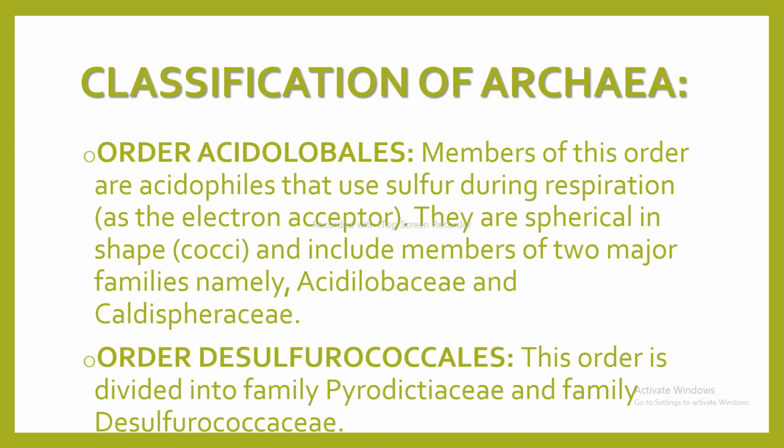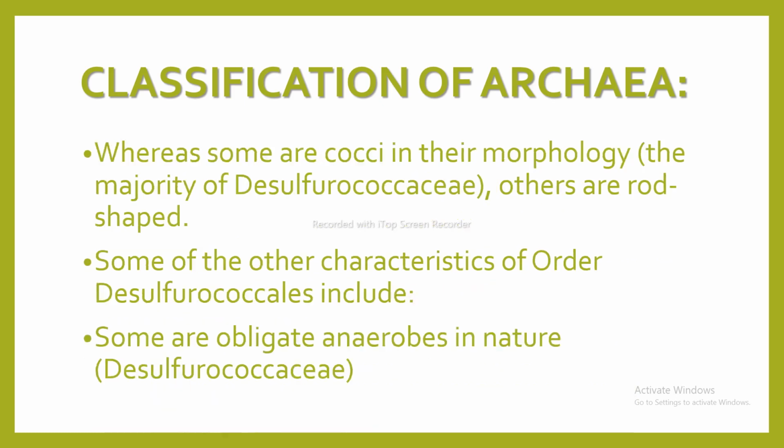They are spherical in shape, coccoid, and include the members of two major families, namely Acidilobaceae and next is the Caldisphaeraceae. Next order is the Desulfurococcales. This order is divided into the family Pyrodictiaceae and the family Desulfurococcaceae. Whereas some are coccoid in their morphology, the majority of the Desulfurococcaceae, others are rod-shaped.